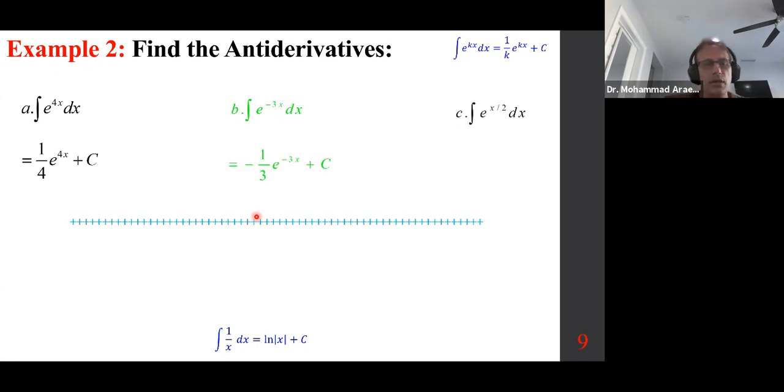If you recognize what this is, you don't have to rewrite it. Otherwise, you want to write it as e to the power of 1/2 x. Okay, so you're dividing 1 by 1/2, which makes it 2, and then you write the same thing, e to the power of x over 2 plus a constant. Okay, so this 1 over 1/2 becomes 2.